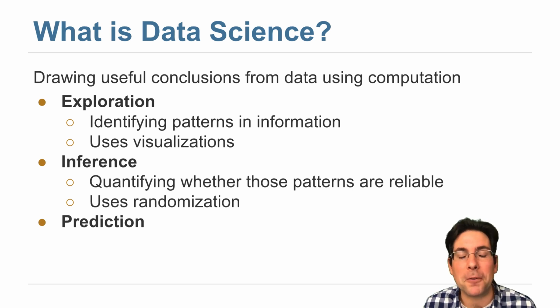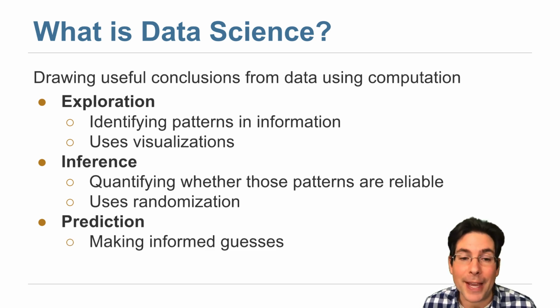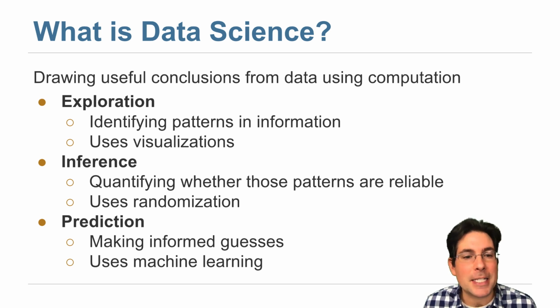And finally, we'll perform prediction. This is where we have partial information about something we want to know, and we want to guess about the things we don't know yet. Here we're making informed guesses, quantitative guesses, using a discipline called machine learning.